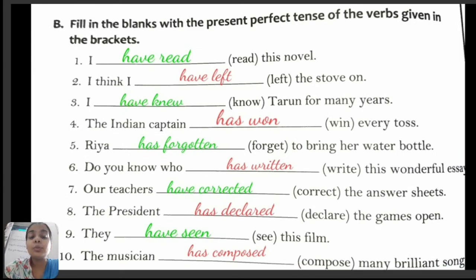Yes. So the correct answers are I have read, have left. Third one, have known. The past participle form of know is known, an irregular verb. Then the Indian captain is singular, so has won. Then number 5, has forgotten, a regular verb. Then has written, have corrected. Our teachers are plural. The president is singular, has declared. They have seen. The musician has composed.